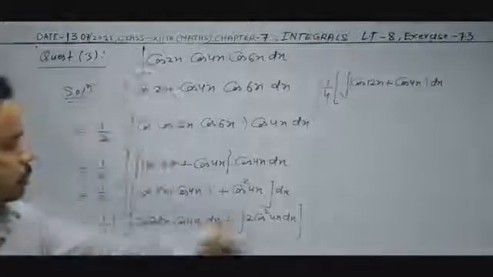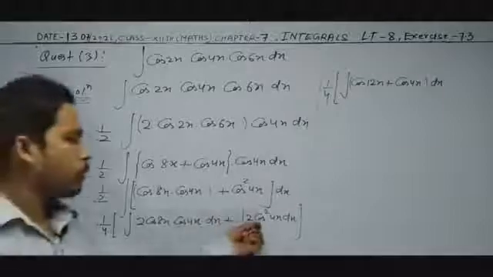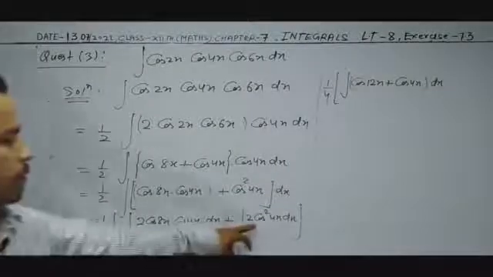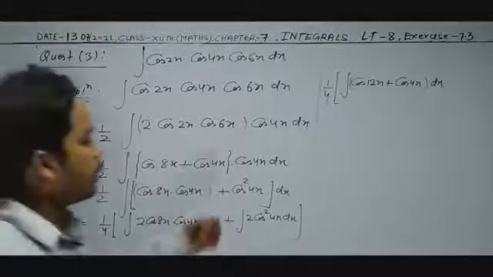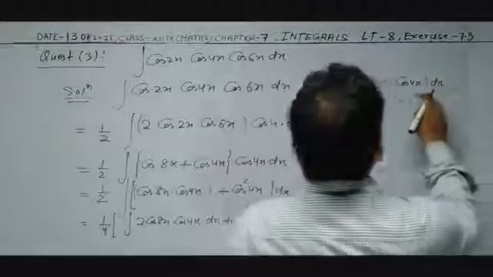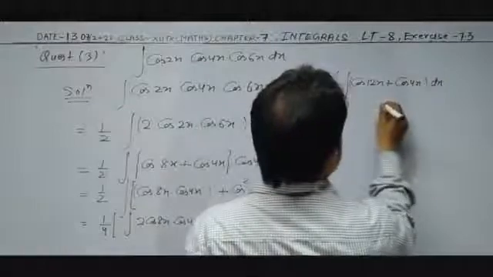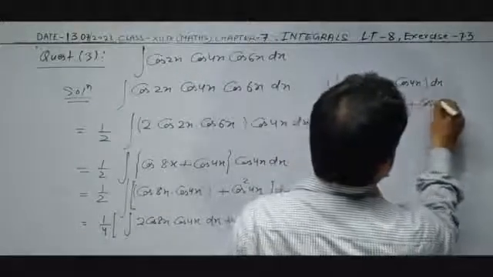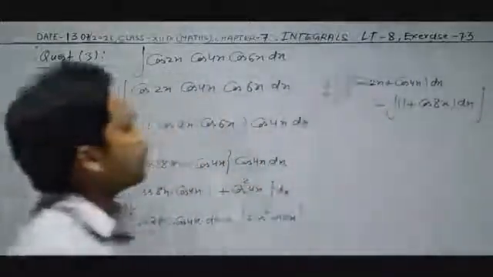And next, 2 cos square theta, means 2 cos square x, is 1 plus cos 2x by 2, so the 2 and 2 cancel out, and the result will be 1 plus cos 4x. Its calculation will be 1 plus cos 4 into 2x. So here we write plus integration over 1 plus cos 8x dx, square bracket closed.